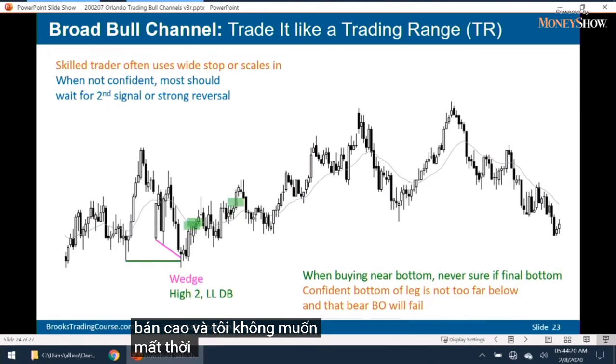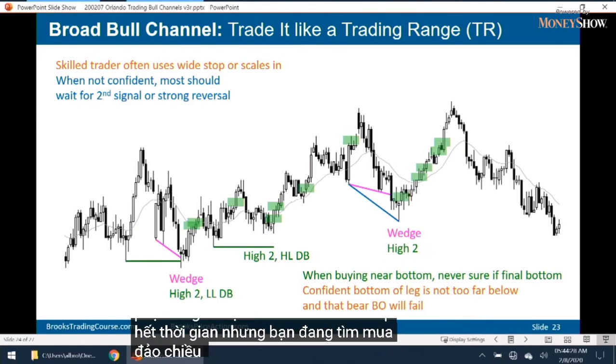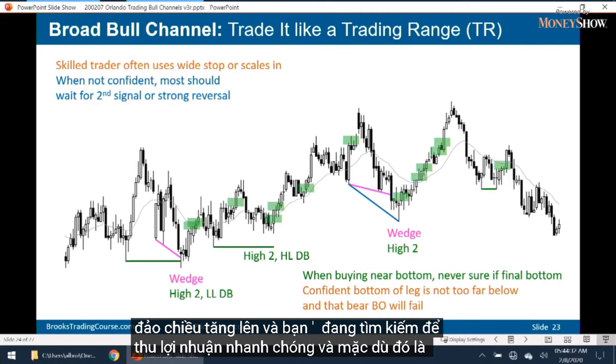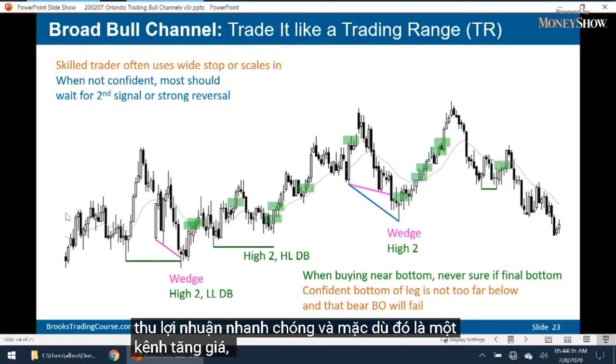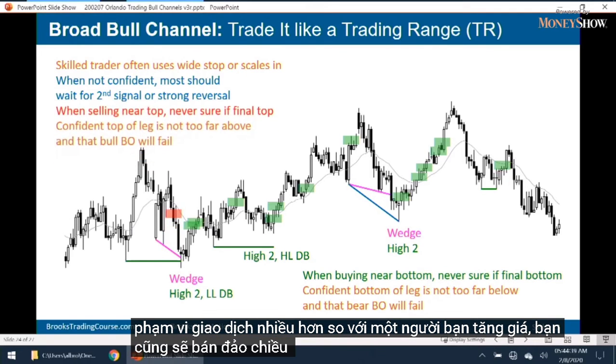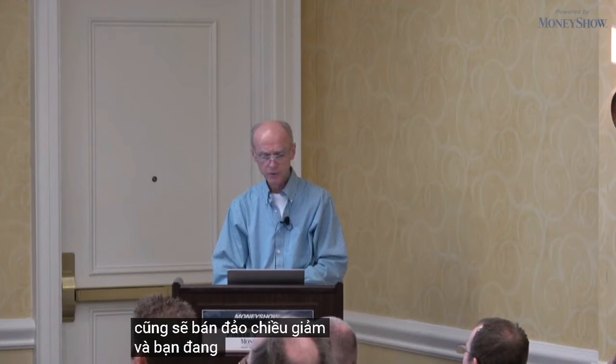I don't want to spend time on this. This is more trading range trading. Plus, I'm running out of time. But you're looking to buy reversals up, and you're looking to take quick profits. And even though it's a bull channel, it's so much more of a trading range than a bull trend. You're also going to be selling reversals down, and you're taking quick profits.